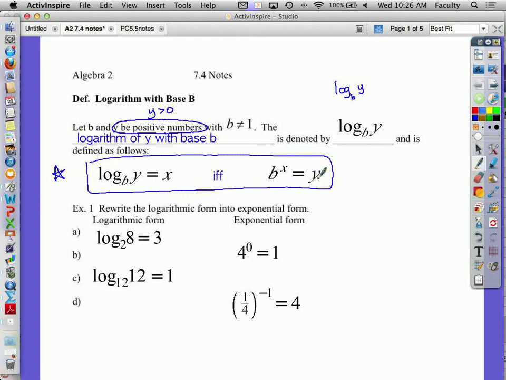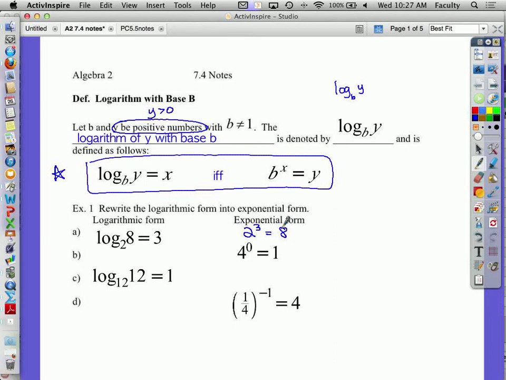Let's look at example 1. It says rewrite the logarithmic form into exponential form or vice versa. So if you look here, the logarithmic form says the log of 8 base 2 equals 3. Exponential form, the base is the base. The answer to the logarithm is the exponent in exponential form, and it equals the inside, like that.